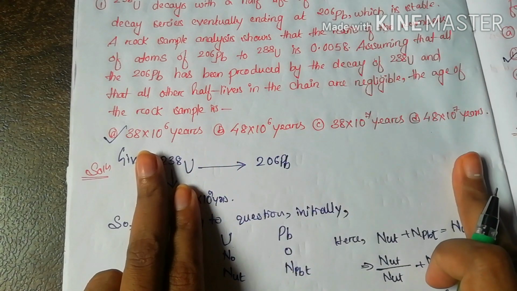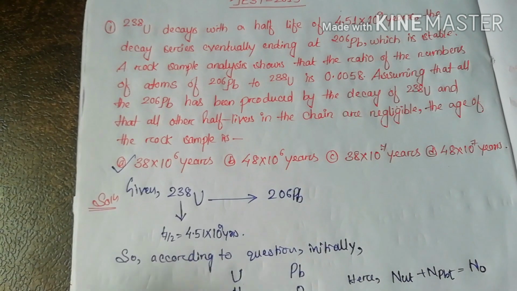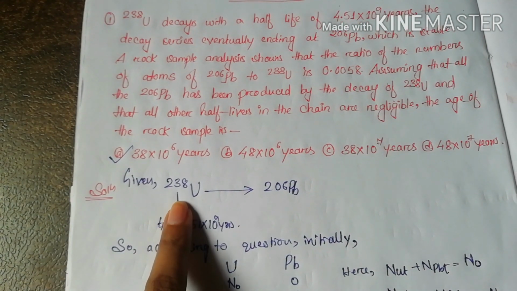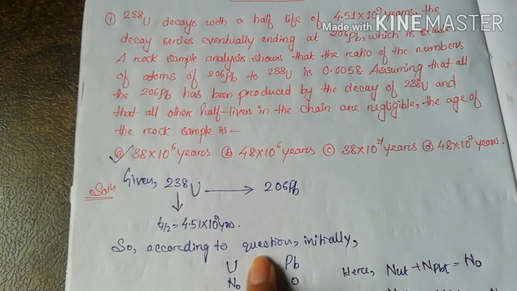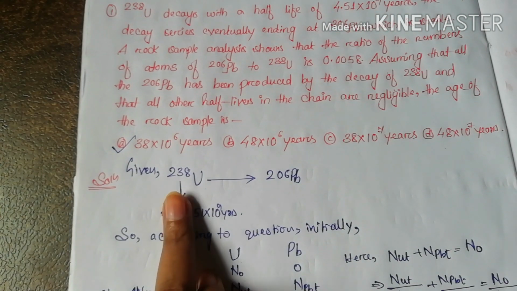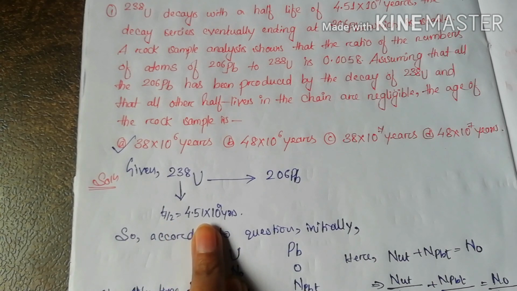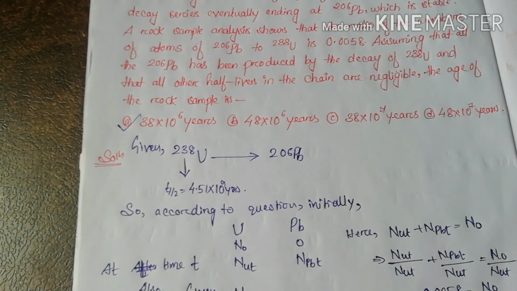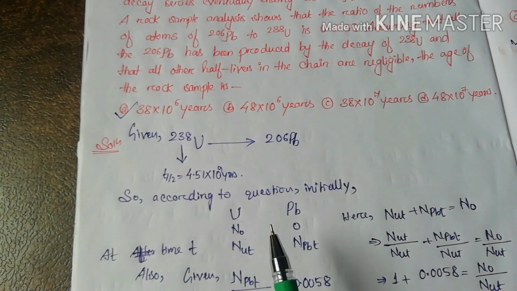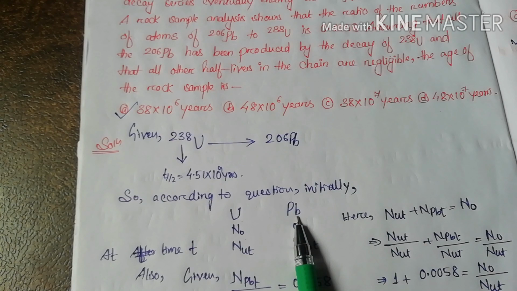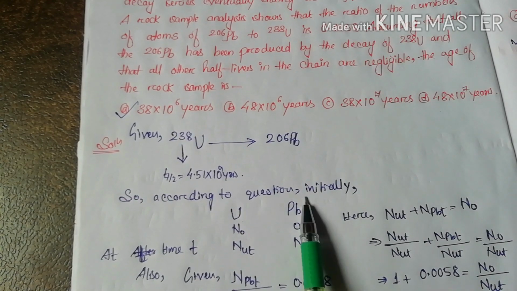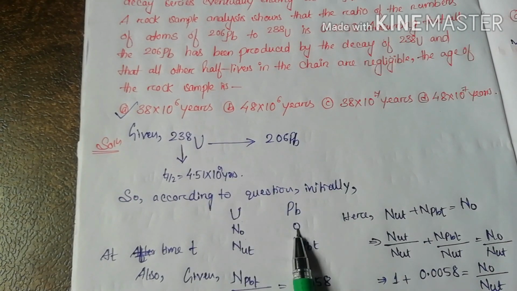Here we have four options. Firstly we will see the given conditions. Uranium-238 is decaying into lead-206, and the half-life of uranium is 4.51 times 10 to the power 9 years. According to the question, initially the number of uranium atoms is N0, and lead is 0, because this is the initial stage of decay.